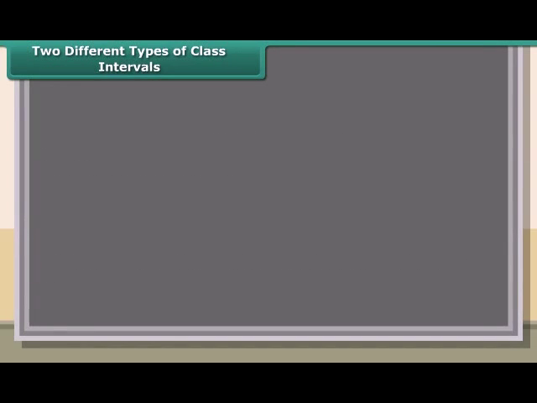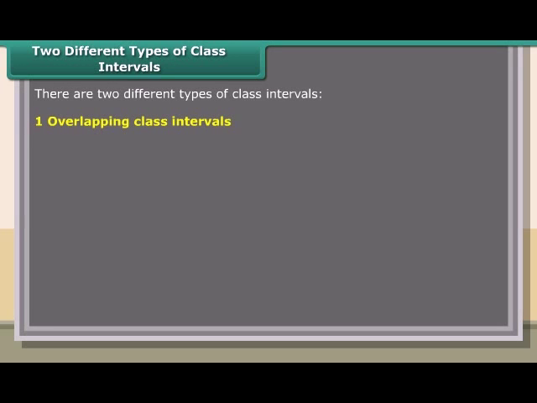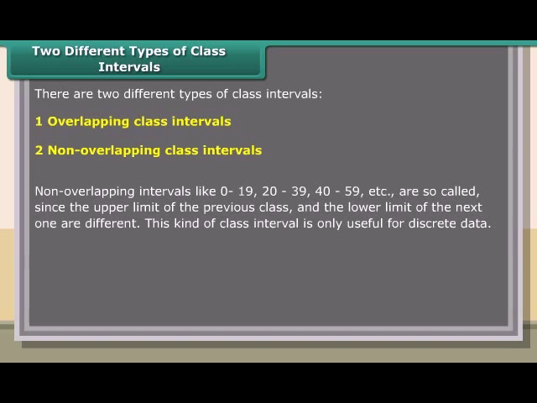Two different types of class intervals. There are two different types of class intervals: 1. Overlapping class intervals. 2. Non-overlapping class intervals. Non-overlapping intervals like 0 to 19, 20 to 39, 40 to 59, etc. are so called since the upper limit of the previous class and the lower limit of the next one are different. This kind of class interval is only useful for discrete data.